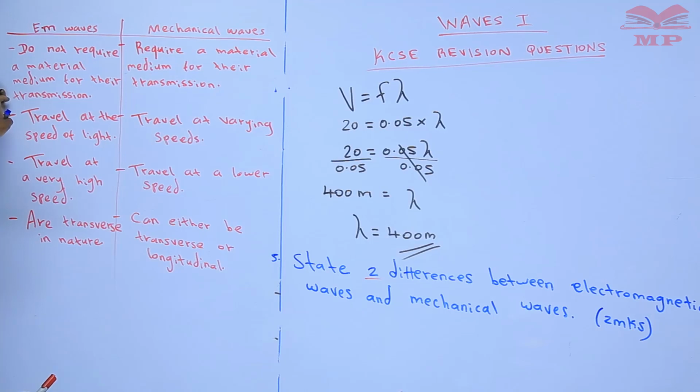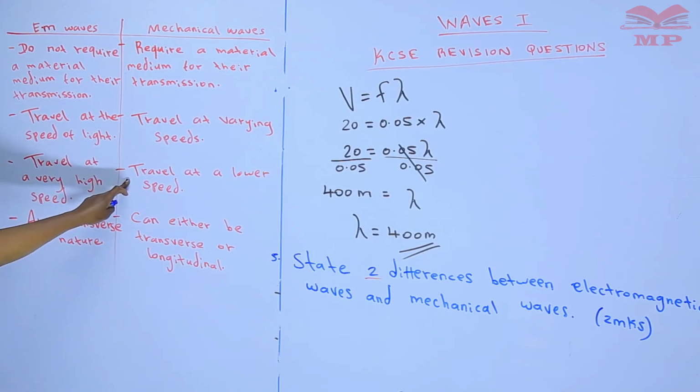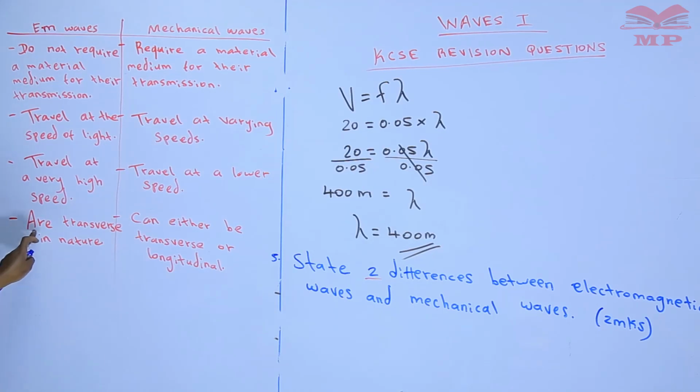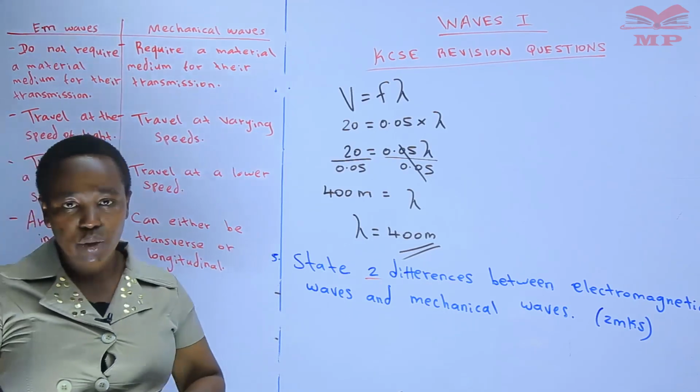Electromagnetic waves do not require material medium for their transmission. Mechanical waves require material medium for their transmission. Electromagnetic waves travel at the speed of light, while mechanical waves travel at varying speeds. Electromagnetic waves travel at a very high speed, whereas mechanical waves travel at a lower speed. All electromagnetic waves are transverse in nature, whereas the mechanical waves can either be transverse or longitudinal.